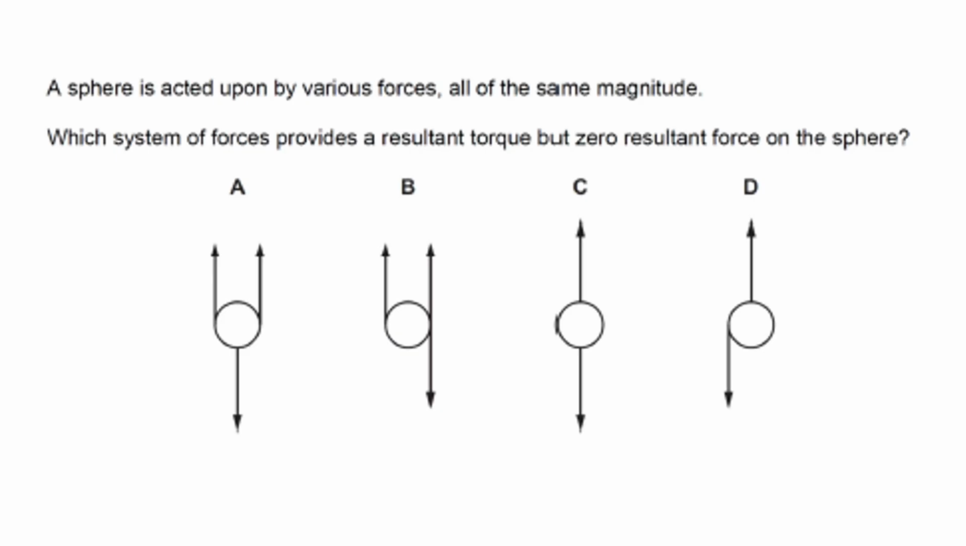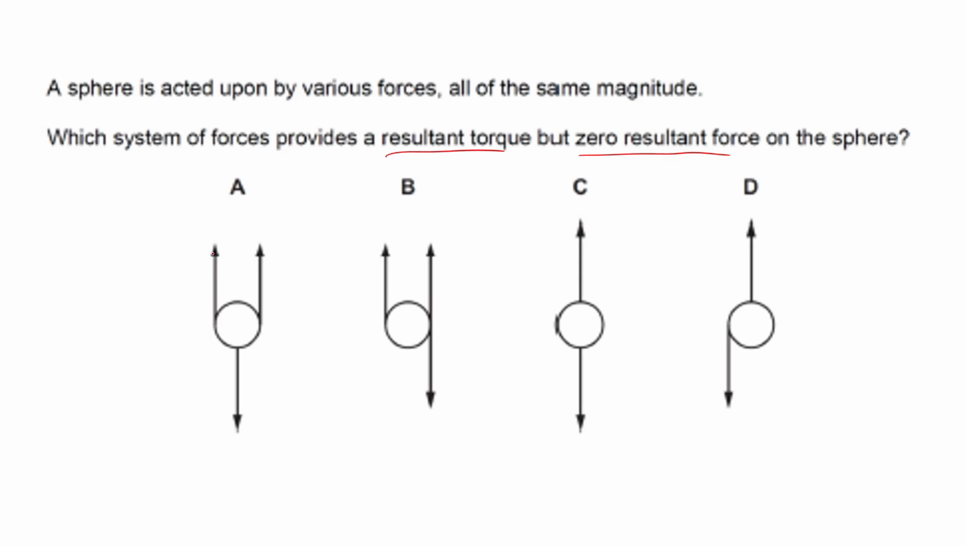A sphere is acted upon by various forces, all the same magnitude. Which system of forces provides a resultant torque but zero resultant force on the sphere? Okay, so we want resultant torque, but we want zero resultant force. So let's go by each one.